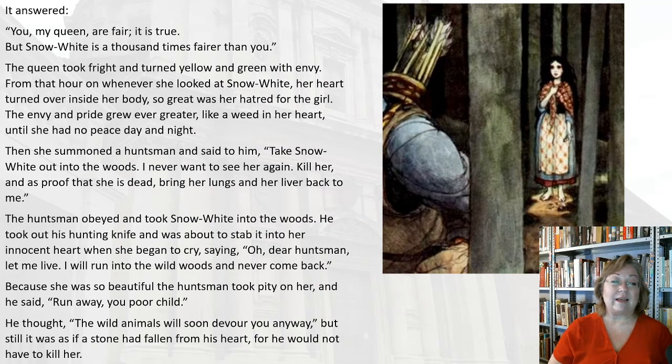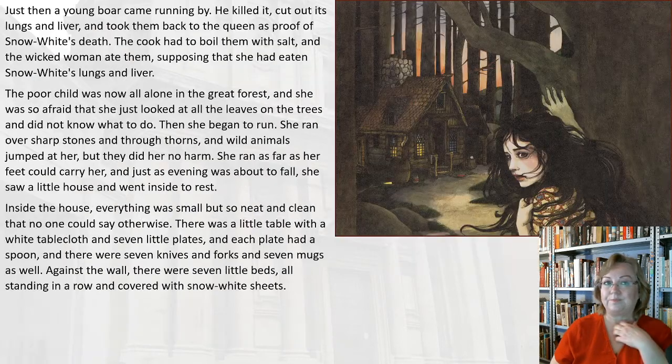But still it was as if a stone had fallen from his heart, for he would not have to kill her. So the huntsman's going to obey the queen. He's going to kill this 7-year-old child, but her begging him not to really works on him, and he says, yeah, just go run away. And then his thought is, well, I won't have to kill her, but she'll definitely die out here as a 7-year-old in the woods. Just then a young boar came running by.